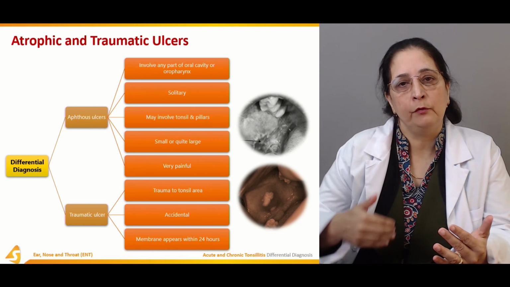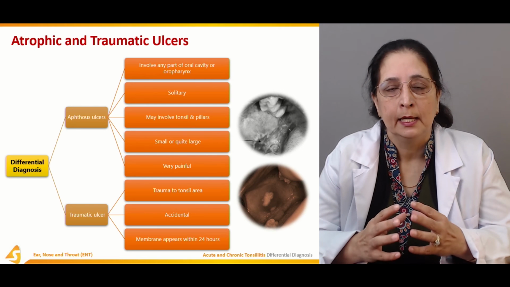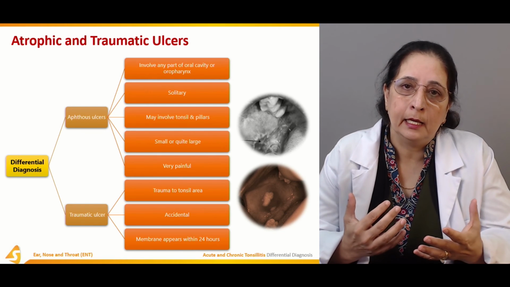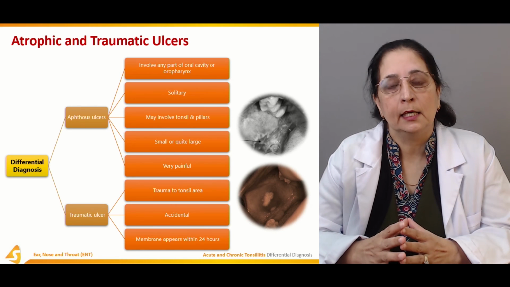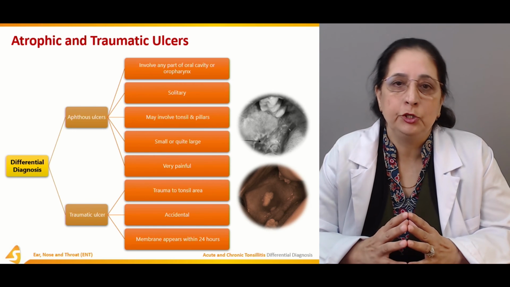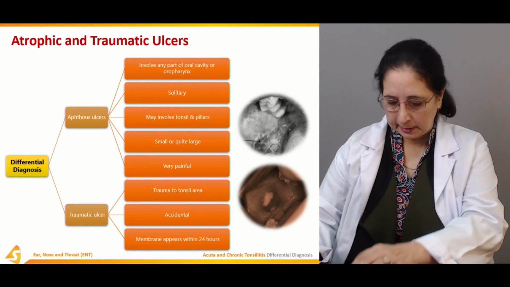Then we have three or four other conditions. One is agranulocytosis, then leukemia. Then we discussed the aphthous ulcer and the traumatic ulcers, where some trauma or injury can lead to the formation of a membrane also and involves the tonsils.